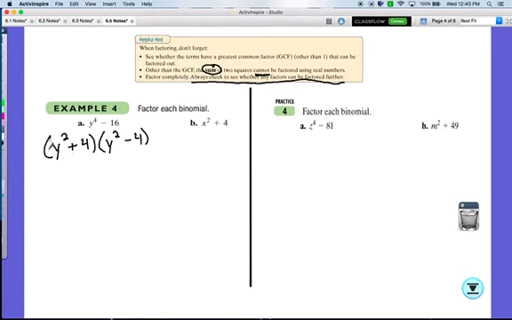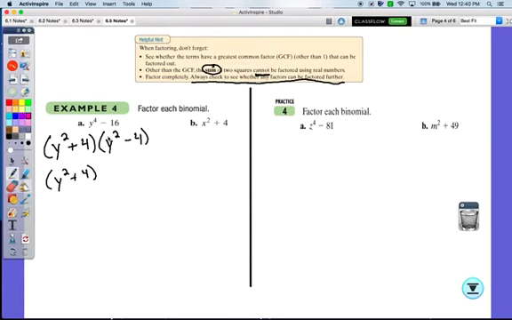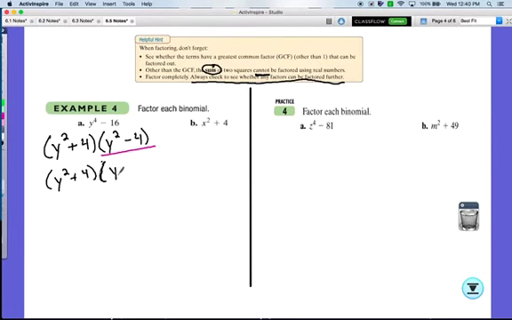Okay, that's awesome, but we can actually go further. The first one doesn't factor anymore because it's a plus. All right, but that second one we can actually factor again because I have a perfect square and a perfect square. So that's actually going to factor into, do it again, y plus 2, because 2 is a perfect square, 4 is a perfect square, and then y minus 2.